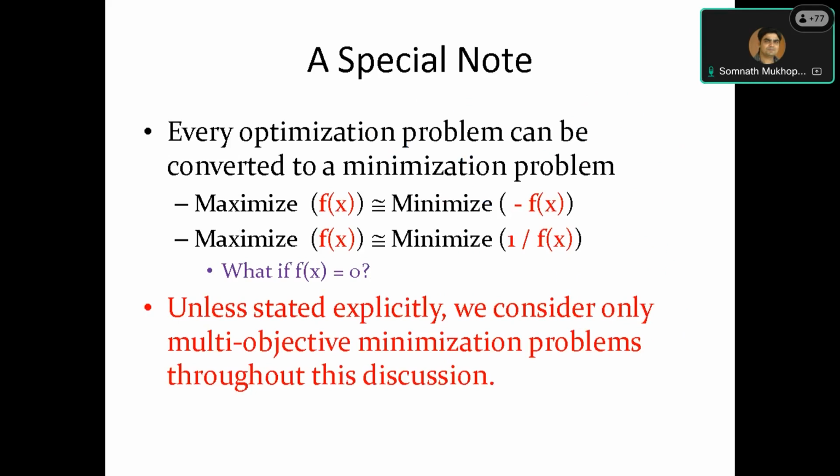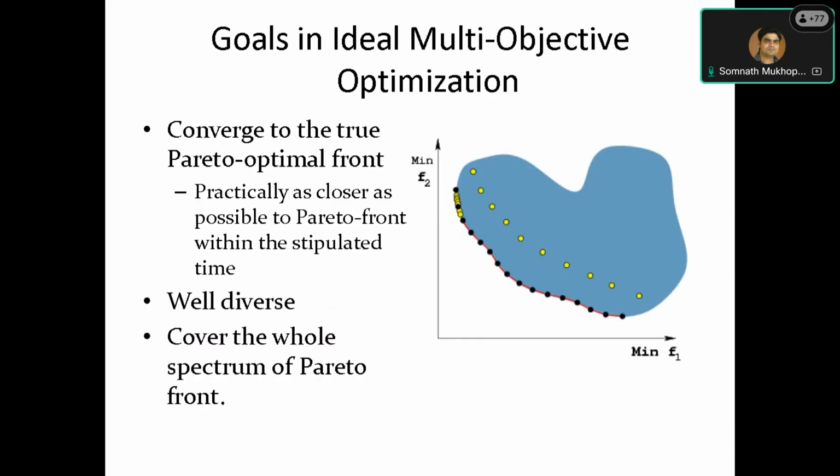A maximization problem can also be considered a minimization problem if we just invert it. This is a duality. Maximizing f(x) means minimizing 1/f(x), or minimizing minus f(x). This is a duality of these things.